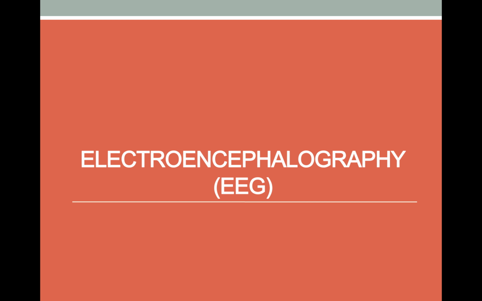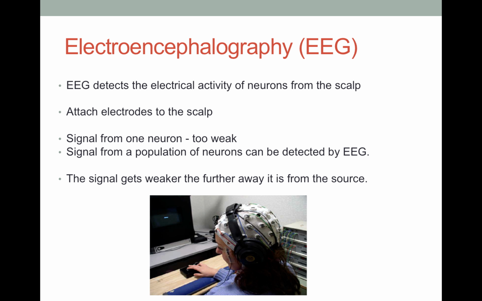So let's have a look at what EEG does. EEG stands for Electroencephalography. In EEG, electrodes are attached to the scalp. EEG detects the electrical activity of neurons from the scalp, and the signal obtained comes from a population of neurons, as the signal coming from one neuron is too weak to be detected from the scalp. Also, the signal coming from a population of neurons gets weaker the further away it is from the source. This makes the method better for measuring neuronal activity in the outer cortex as opposed to subcortical structures.